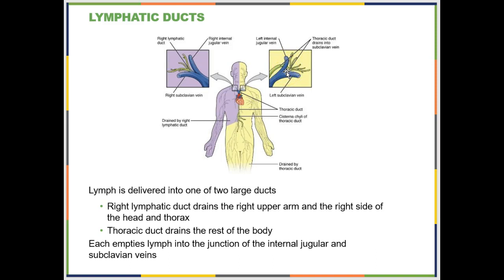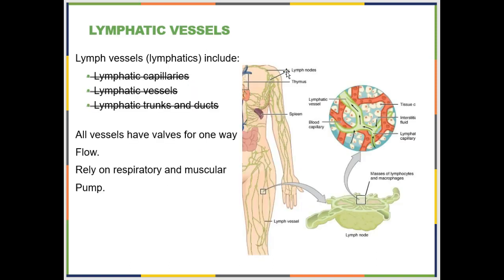And both of them dump the lymph into, as it says there, where the internal jugular and the subclavian veins meet. So it's really the subclavian vein at the junction of subclavian and internal jugular.